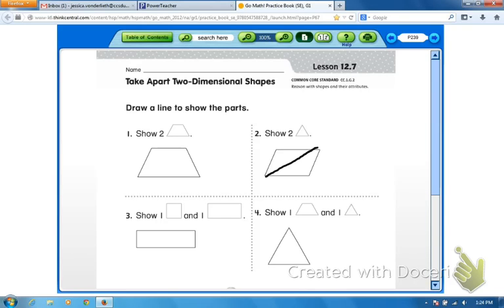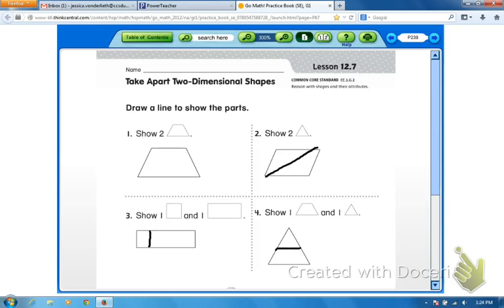Number 3 says show one square and one rectangle. So we want to cut it over here on the side so we have a square. Remember, squares, all four sides have to be equal, and a rectangle. And number 4, we're showing a trapezoid and a triangle.